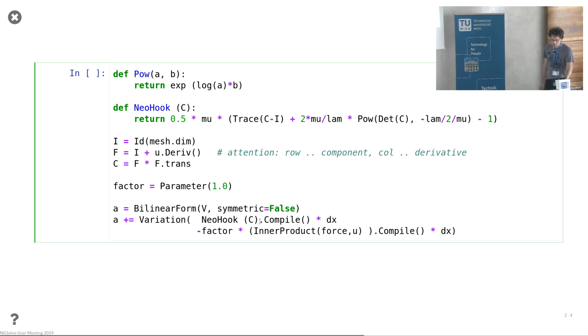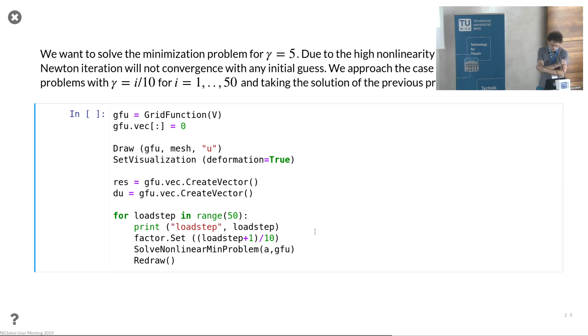You can easily imagine that now the evaluation tree of that coefficient is very complicated and involved, so it makes sense to call the compile here to simplify the expression that we get here. Okay, and then the loading comes from the force that we have in the expression here. Yeah, so the expressions are complicated, but if the model is clear to you, it's simple to write it down in NGSolve.